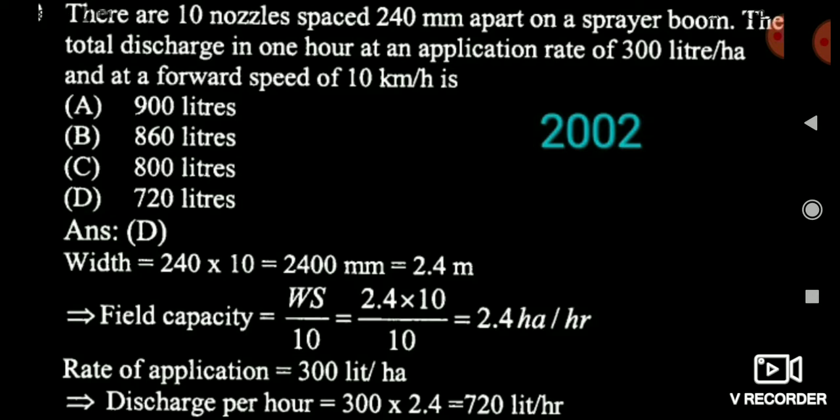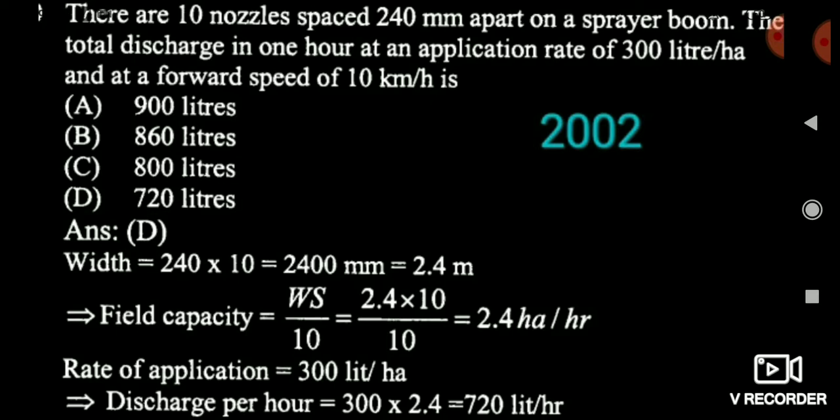Friends, you can solve this question in 2 ways. The first way is you can simply solve it by using the units, means unit conversion. I have told you in my previous lectures regarding the importance of units and dimension. Here, even if you don't know anything else, you are able to solve this question. You have to calculate the discharge per hour, it is asking in the question. And we have got the rate of application is 300 liters per hectare and field capacity 2.4 hectare per hour.